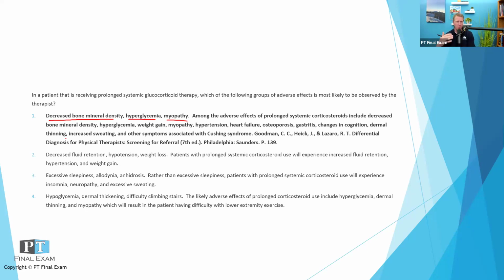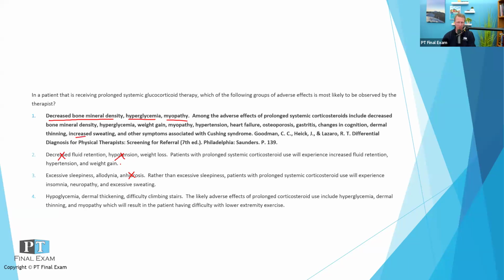These other answer options all have something that's opposite. So rather than decreased fluid load, they typically have increased fluid load or fluid retention with hypertension and weight gain. So these are all opposites. Rather than excessive sleepiness, they have insomnia, neuropathy, excessive sweating. So not anhidrosis. They rather have, what did I say? Did I say this wrong? They have increased sweating.